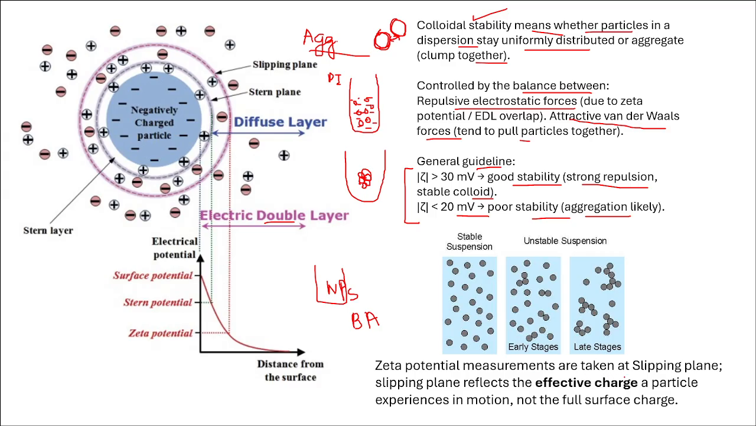So zeta potential measurements are taken at the slipping plane. Always remember that the slipping plane reflects the effective charge of a particle experienced in motion, not the full surface charge. So the zeta potential measurements that we record are at this slipping plane. And you can see in this image, this is a stable suspension. All nanoparticles are uniformly dispersed. But in this case, in the early stages it would start to aggregate, and over time it would become more aggregated and eventually clump together.